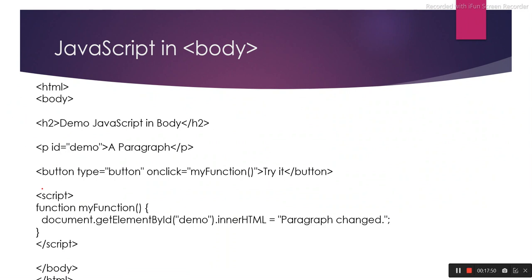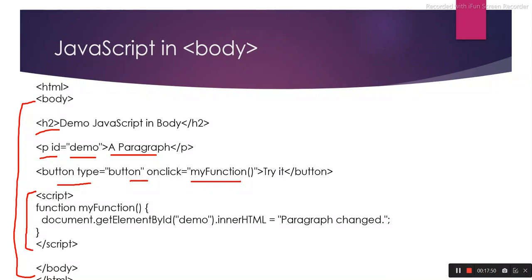Then this is another way of writing. See here, I don't have any head section. I have only the body section, and in it I have an h2 tag and a paragraph tag with the id demo. It is the same program, only the way of writing is different. Button type equals button, onclick I am calling the same function, myFunction. Now where is the function available? It is available in the body section itself, in the next lines.